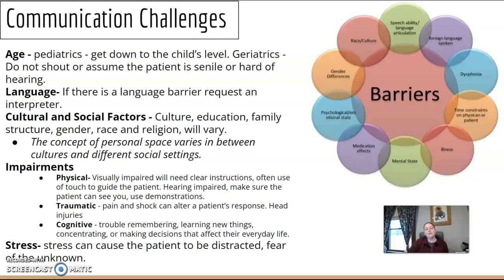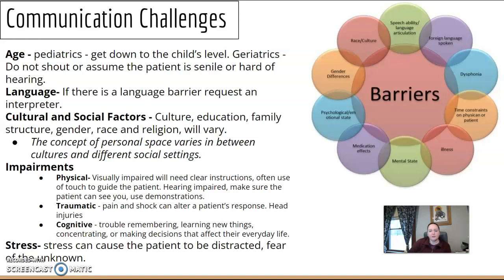Some challenges to communication could be, say, pediatrics or geriatric patients. With pediatrics, make sure that you're talking to the child and not just to the parent. Get down on their level. Don't assume geriatrics can't hear, so don't shout at them or assume that they don't understand you. Always go under the assumption that they do understand you and then go from there. Language: if there's a language barrier, don't just try and muddle through it. Make sure you request an interpreter.